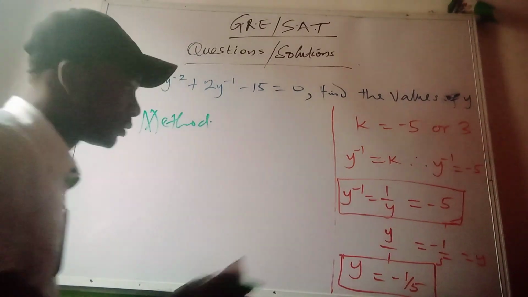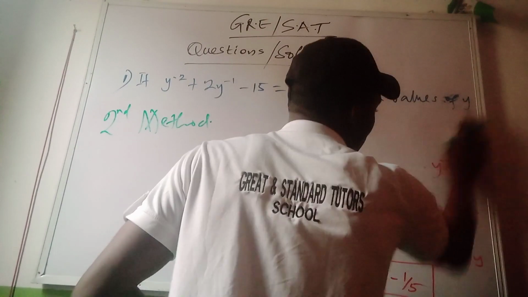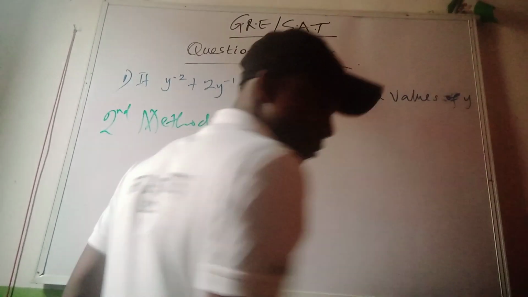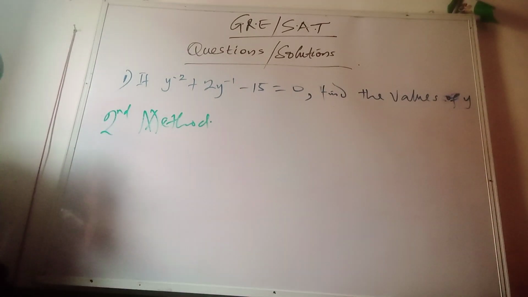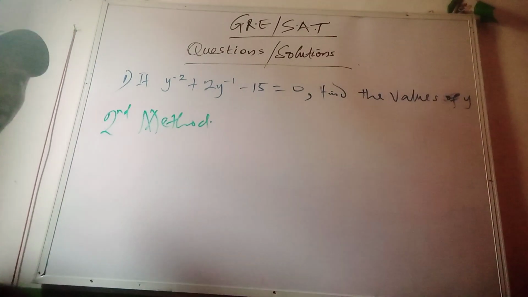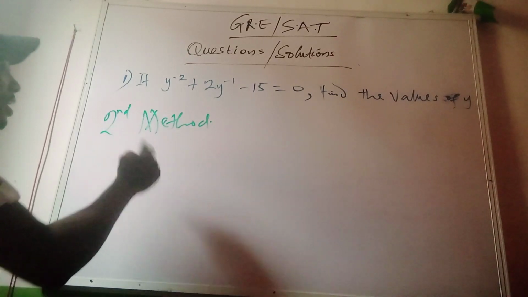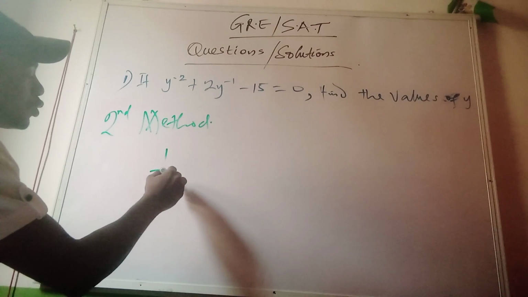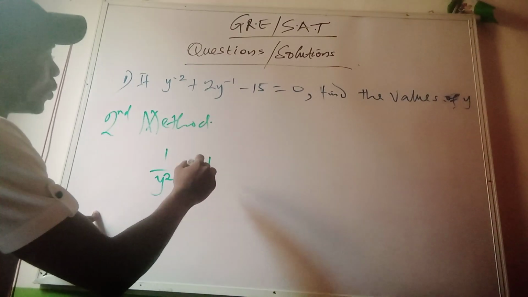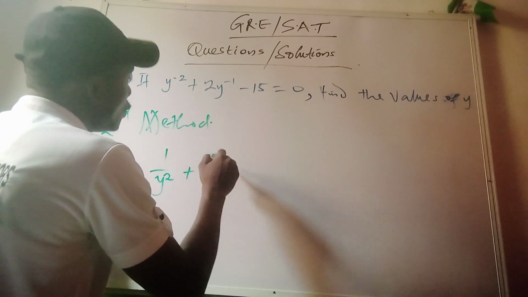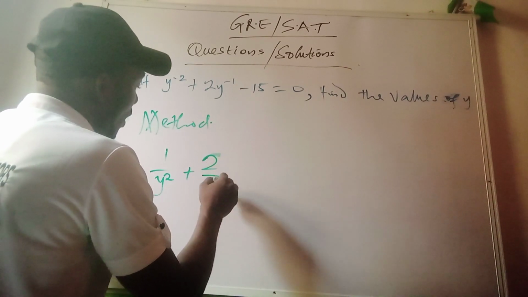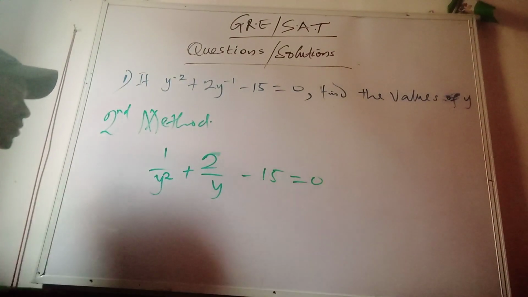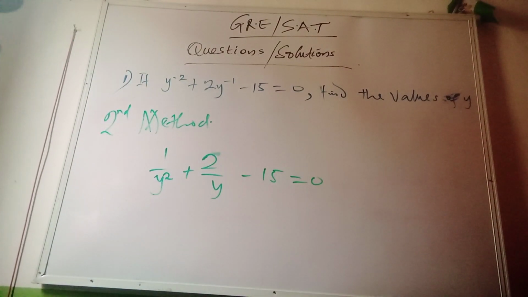In this second method, let's look at what I'm going to do here. In this second method, this is what I'm going to do to make it very perfect. You can say (1 over y) raised to power 2 plus 2 over y minus 15 is equal to 0. In this respect, you have it like this.